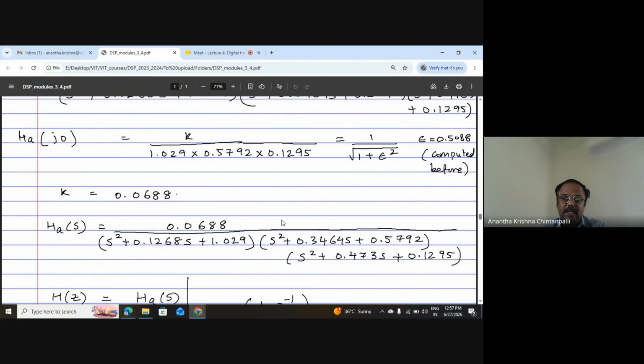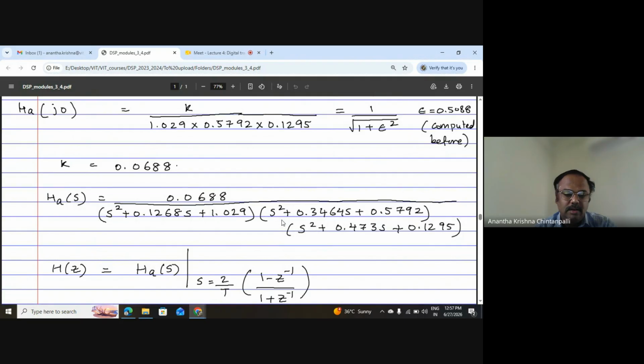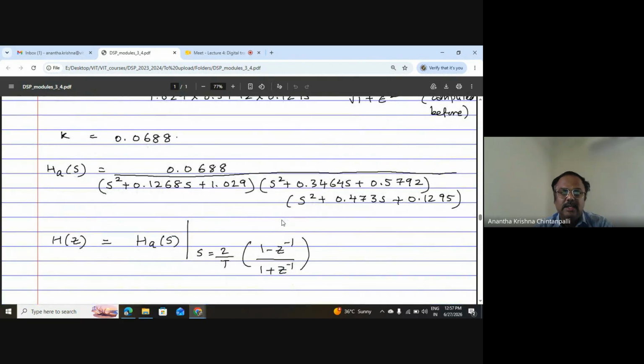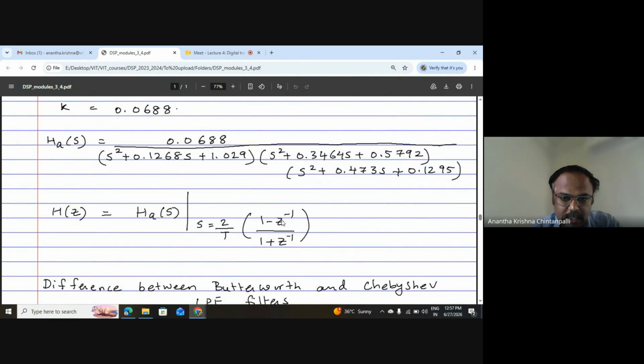Since it's a bilinear transformation, H of z is equal to H of s, where s is equal to 2 by T, 1 minus z inverse divided by 1 plus z inverse. Okay, so this is how you need to design a digital Chebyshev low pass filter. Yes, we do agree that the math involved with the Chebyshev filter design is a little bit more tedious, and a lot of expressions are there compared to the Butterworth. So make sure that you understand those things carefully.